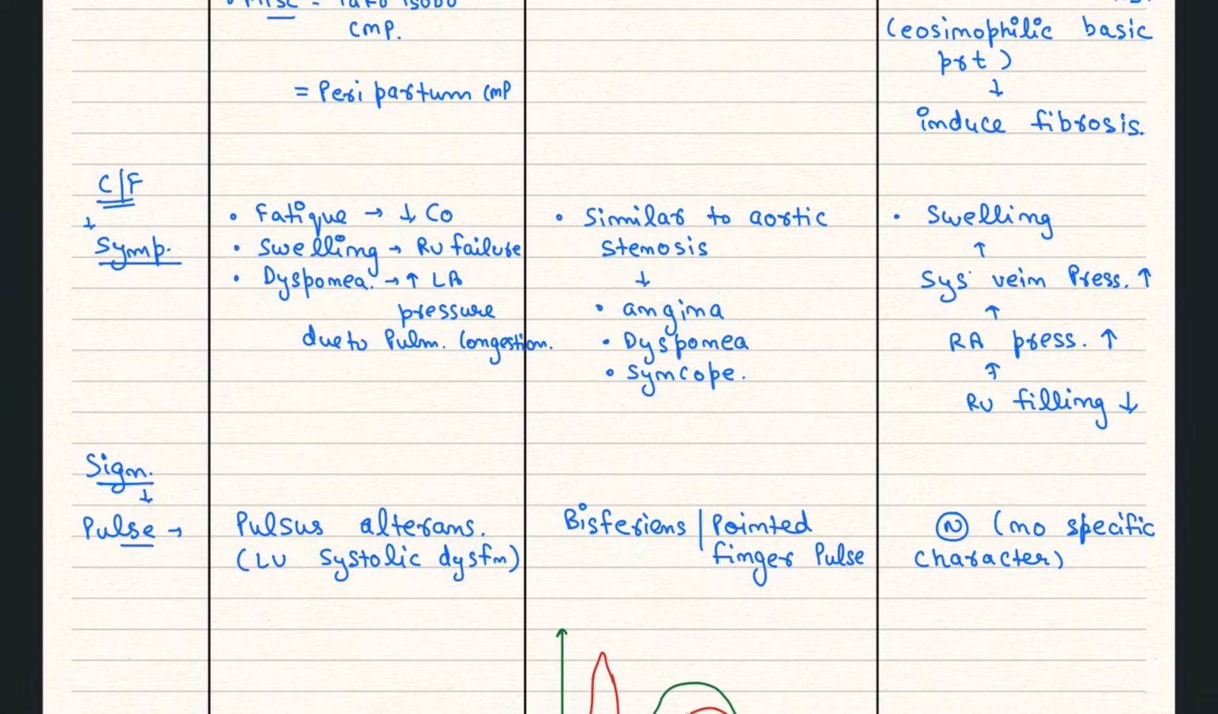While in hypertrophic it is similar to aortic stenosis as we read, that is angina, dyspnea and syncope will be there. While in restrictive there is equal chance of both the chambers, so the most common symptom will be swelling.